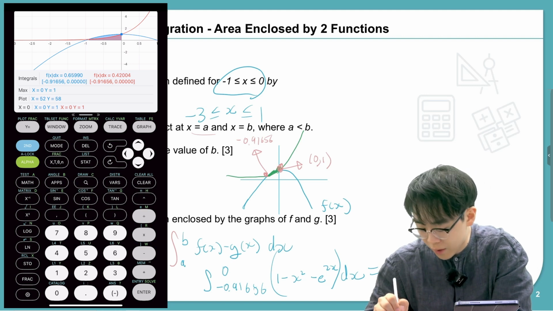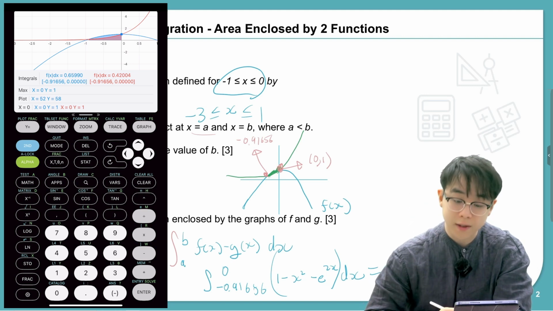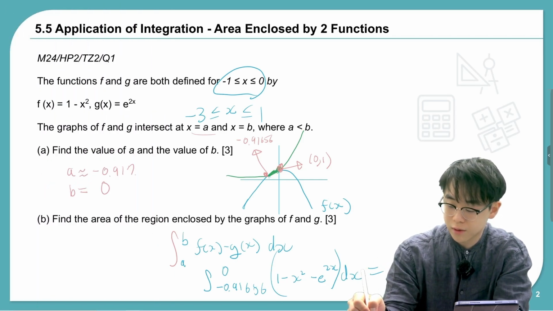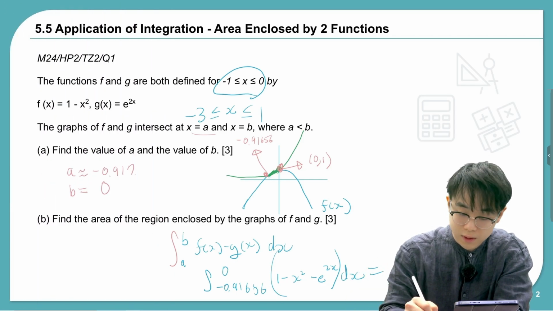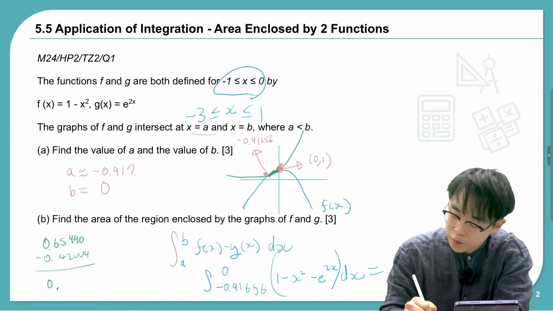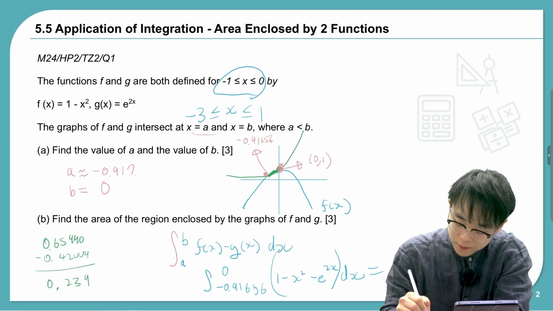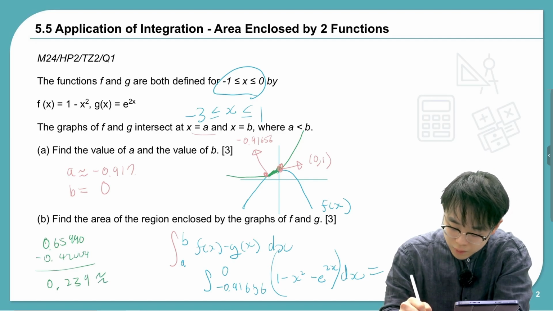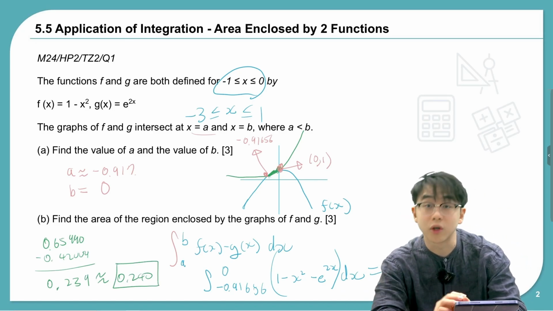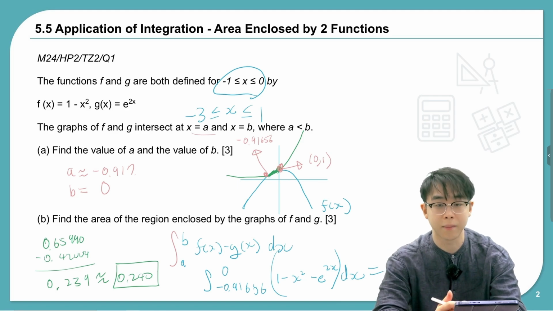and the area bound underneath the g of x is 0.42004. So what we would do is we would just have 0.65990 minus 0.42004. So that's going to be roughly 0.2399, or we would say 0.240. So if you use your calculator or your graphing features, you would get 0.240 as our area bound.